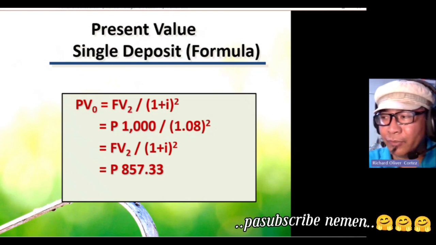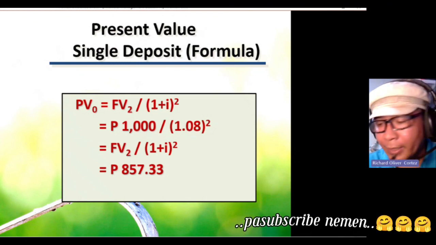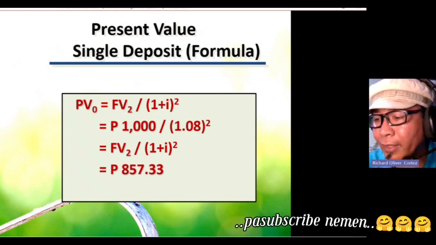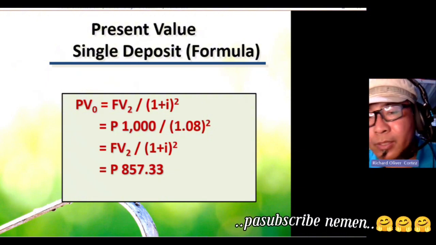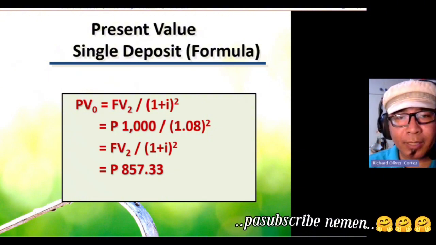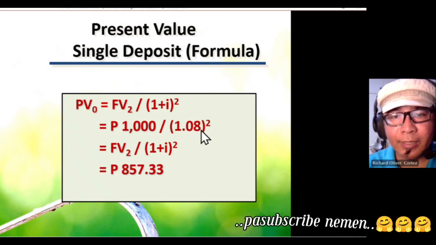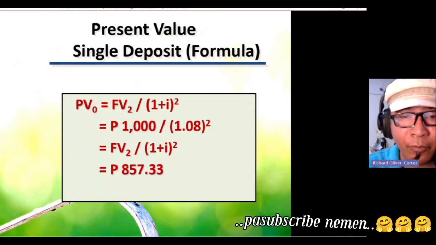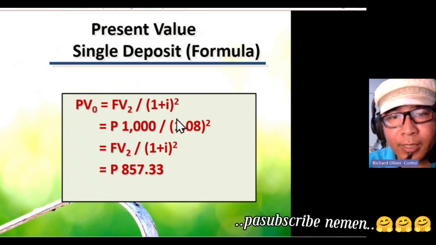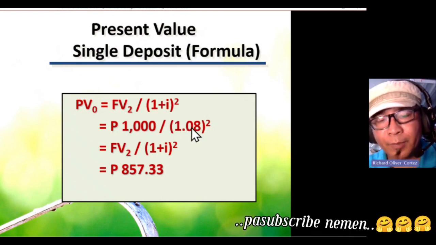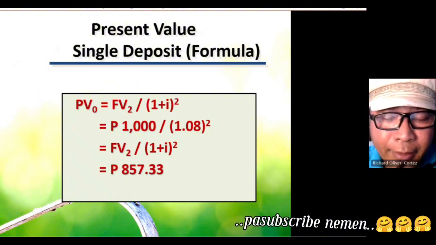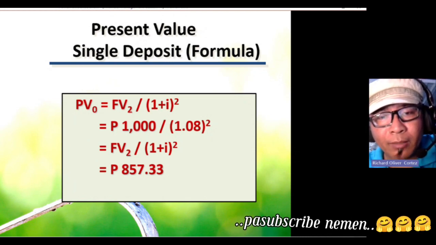Can recall, sa future value, minultiply natin yan. Para sa present value, we divide the 1,000 divided by 1.08. Pero bakit 1.08? 8% kasi ang given na interest. And we convert the 8% into decimal, so that is 0.08. Then we add the 1. The 1 is constant, so that is 1.08. No? So pag 9%, 1.09. Pag 10%, 1.10. Okay?